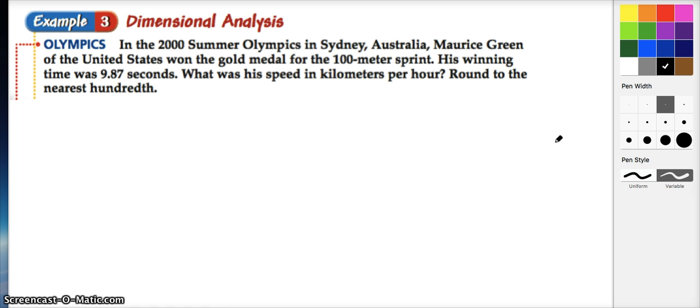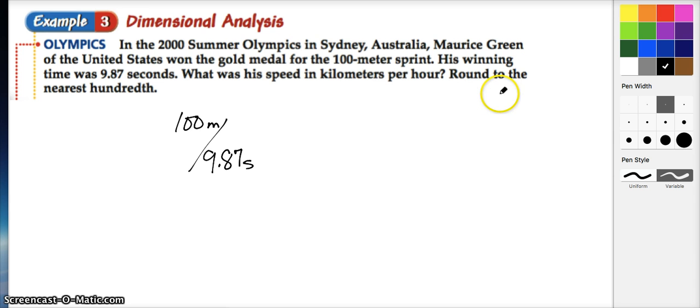In the 2000 Summer Olympics in Sydney, Australia, Maurice Greene of the United States won the gold medal for the 100-meter sprint. His winning time was 9.87 seconds. What was his speed in kilometers per hour? Round to the nearest hundredth. Okay, you saw what we did there. We're told to start off with his time, 9.87 seconds, right? And he did 100 meters in that time. So his rate was 100 meters per 9.87 seconds. Okay, that's his rate. Our goal now is to change these units, meters per second, right, into kilometers per hour.